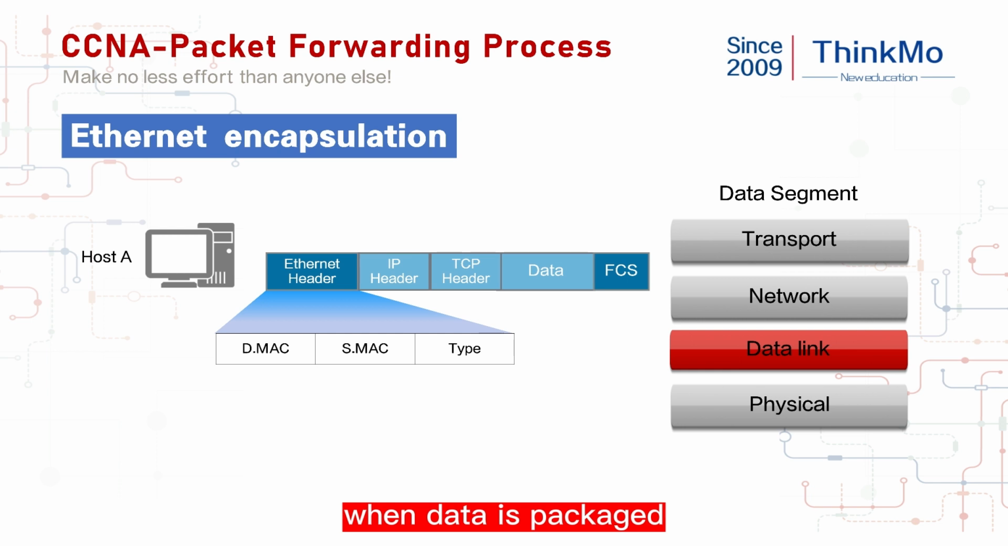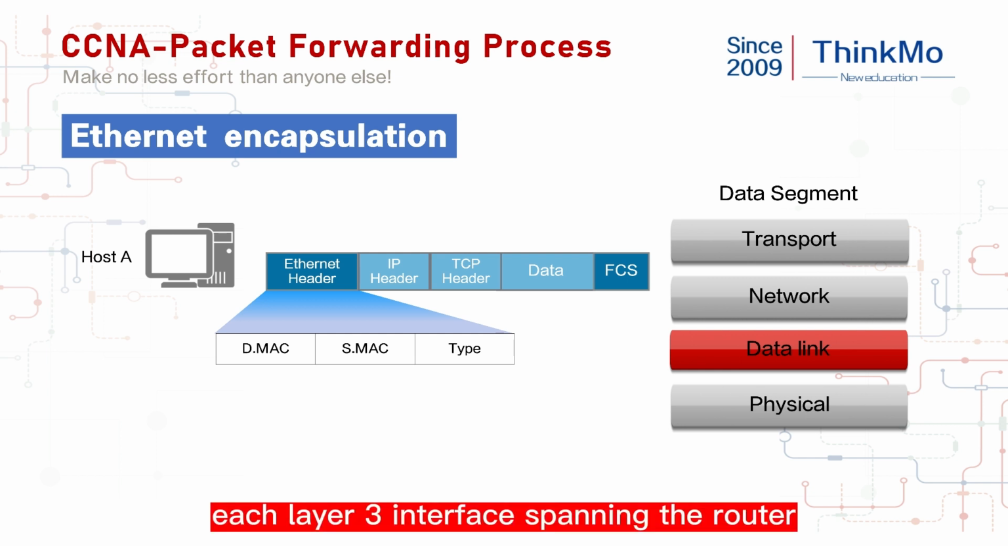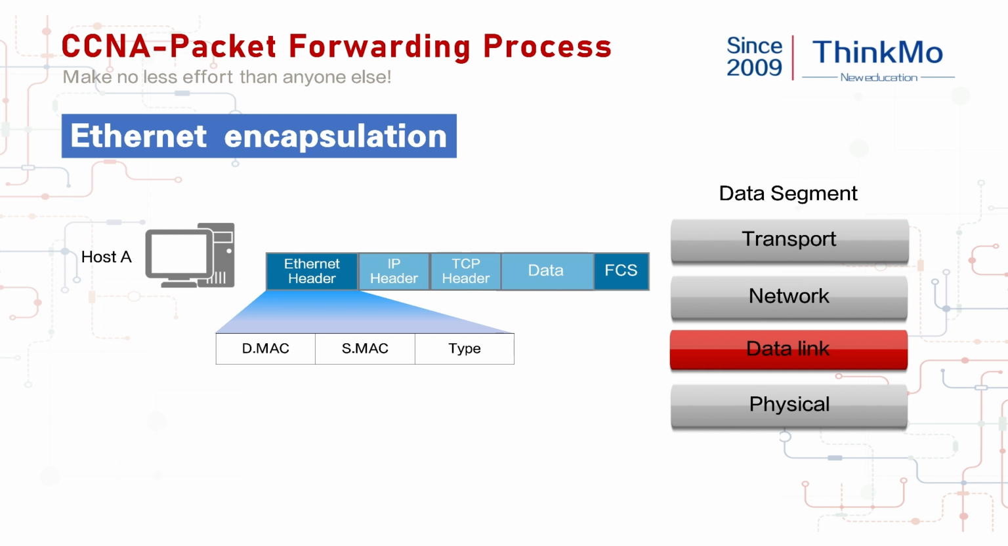So everyone should know: when data is packaged, the fourth layer is always the same. The third layer is always the same. The second layer is always changing. For each broadcast domain, each link crossed, each layer 3 interface spanning the router, the MAC address encapsulation will change.